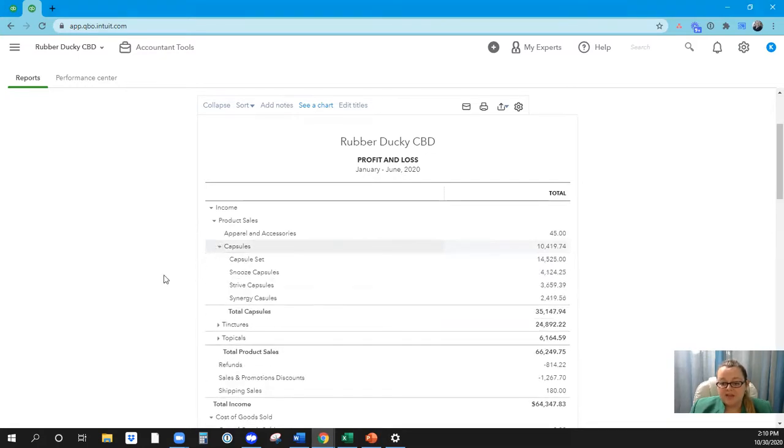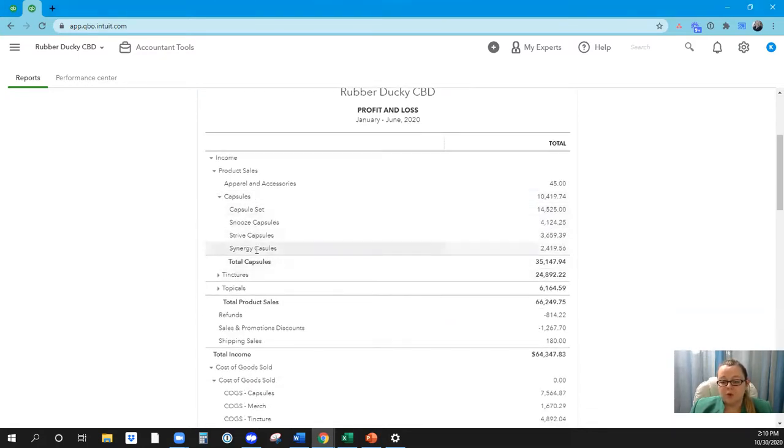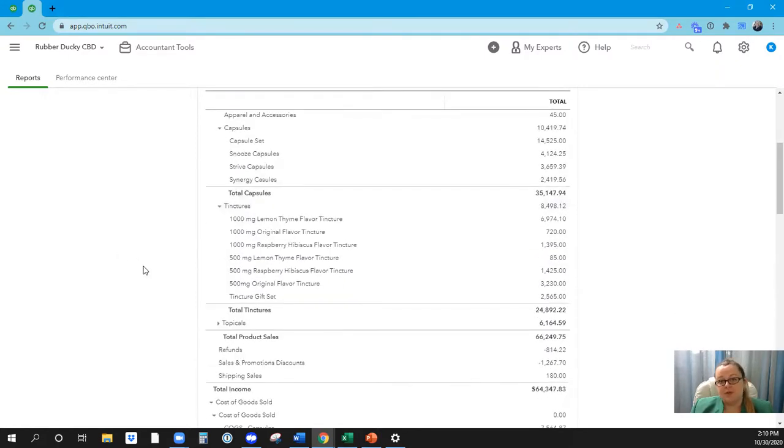So if I expand the capsules, we can actually see the 4 different capsules that they have within their product sets. Same for tinctures. Of course, they produce a couple of different flavored tinctures and a couple of different milligram dosages. We're able to track that on a per product basis and understand which products are performing the best and when.